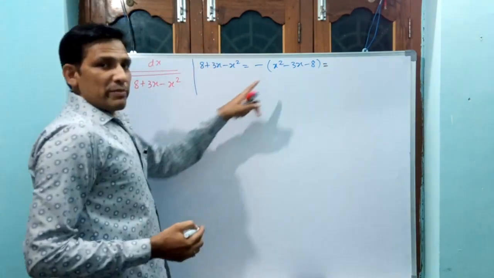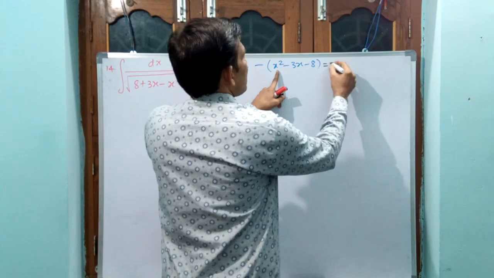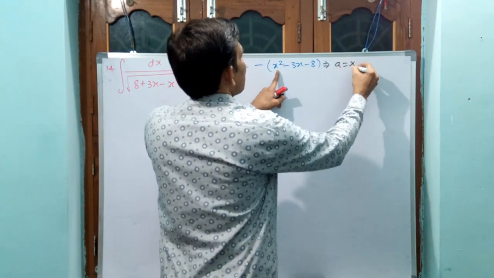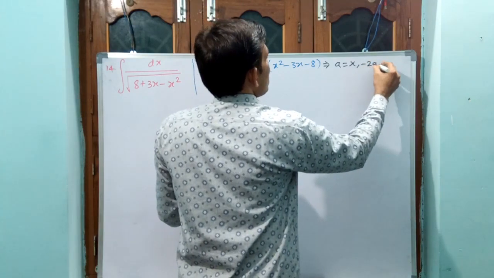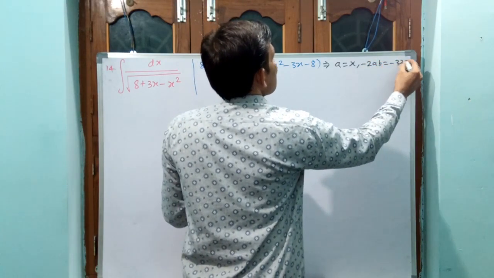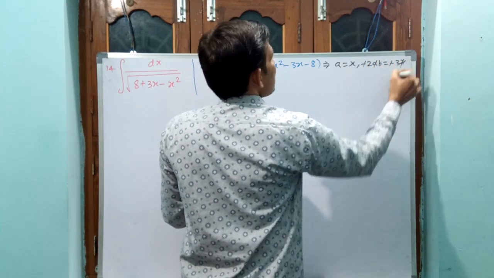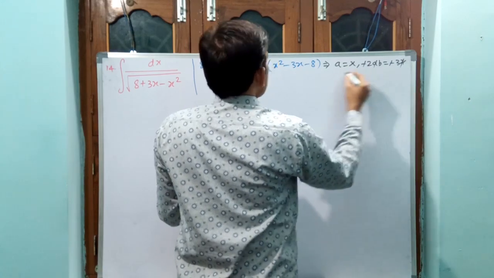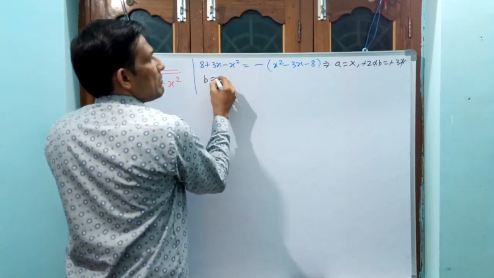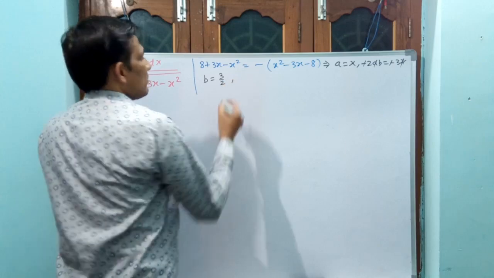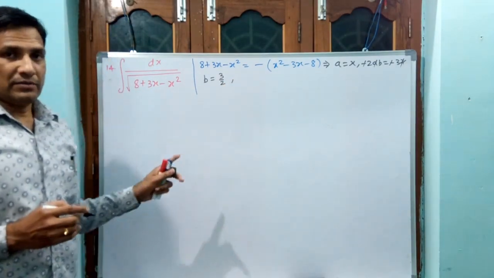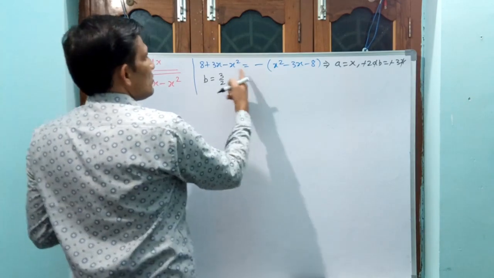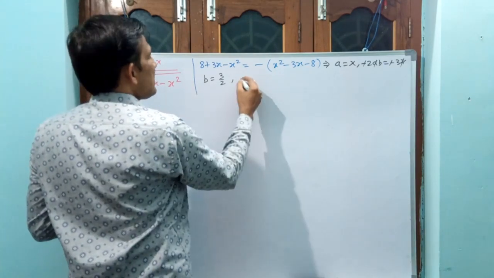If you compare, automatically a is like x. Minus 2ab is equal to minus 3x. Minus minus, the x you cancel. Then you see b will be 3 by 2. In the last question also b has come 3 by 2 only. Here also b has come 3 by 2. Okay. If b is 3 by 2, see x square minus 2ab, what you have to do?